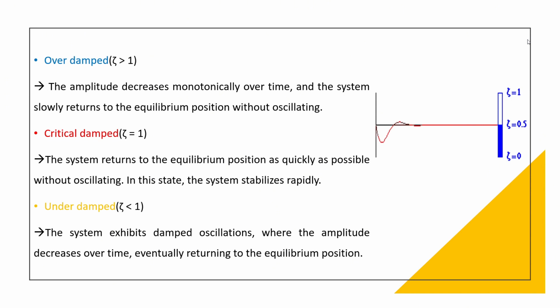Furthermore, when the system is underdamped, that means the system exhibits damped oscillations, where the amplitude decreases over time, eventually returning to the equilibrium position.